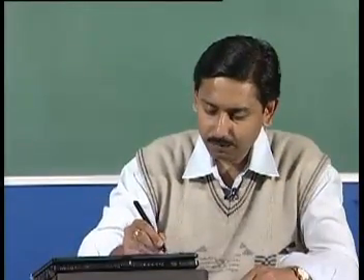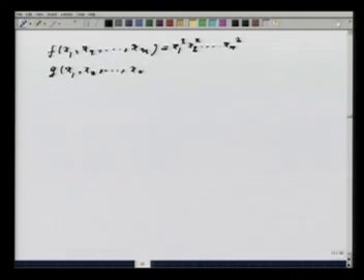So what I do is I proceed with the given one, that f of x1, x2, up to xn is x1 square, x2 square up to xn square, and the function g is given by x1 square plus x2 square up to xn square. So we have to start with again the method of Lagrange multipliers.